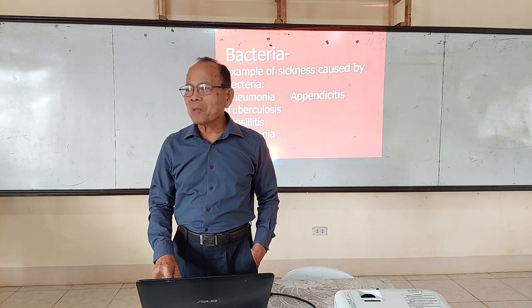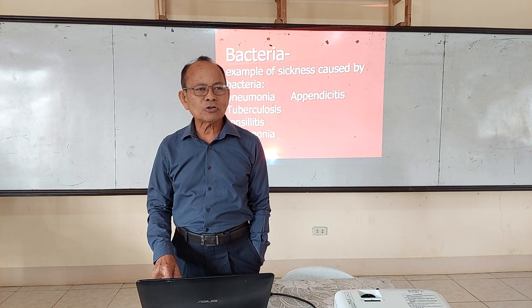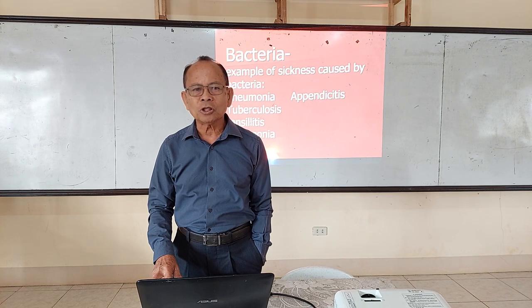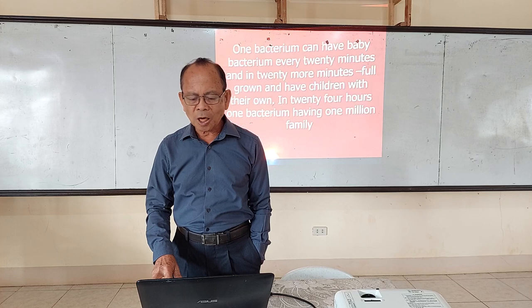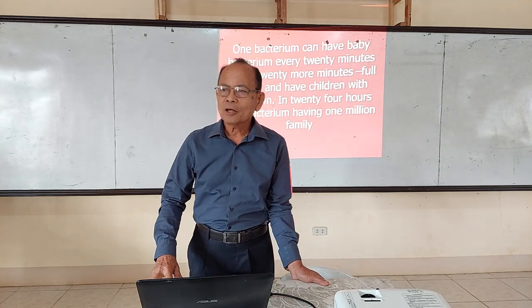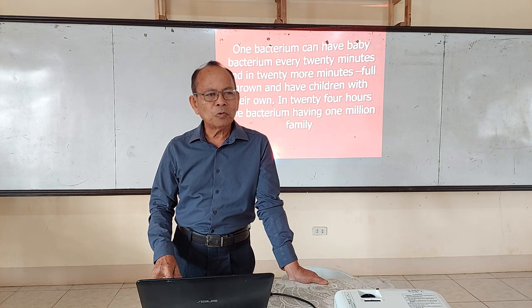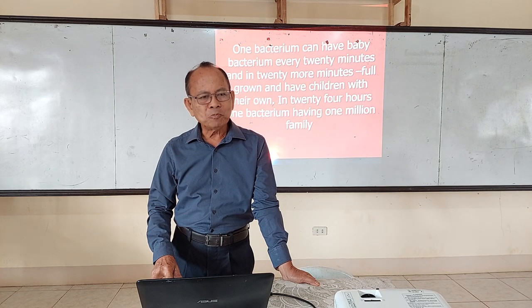It's so amazing when you look at how bacteria could multiply. And again, we are alive because of God's protection and God's mercy. Although not all bacteria are harmful, they are very helpful to us. That's why our topic is our friends, the germs. I read one book telling us how these bacteria could multiply so fast. One bacterium can have a baby bacterium every 20 minutes, and in 20 more minutes, that baby will be grown up and have children of its own. In 24 hours, one bacterium could have 1 million family.